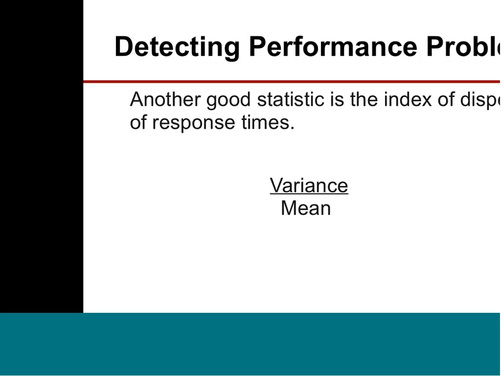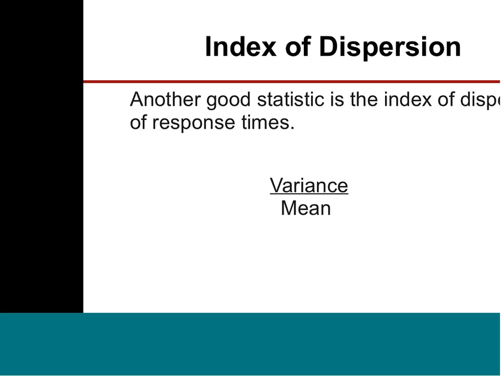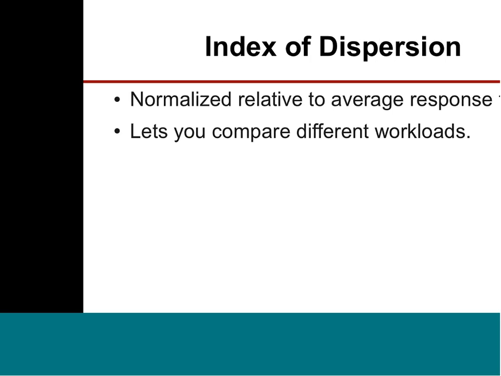There's another technique that I like to use, which is the index of dispersion, also called the variance to mean ratio. And this is a statistical metric that's related to the standard deviation and the variance and lots of those other statistical metrics. It has some advantages. For example, it's normalized, as I said here, relative to the average response time. And that's an advantage over some of these other metrics like the standard deviation.